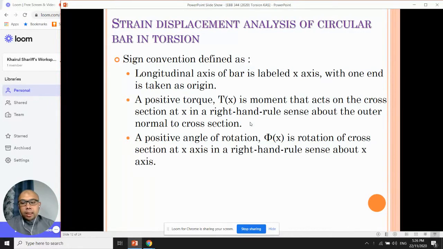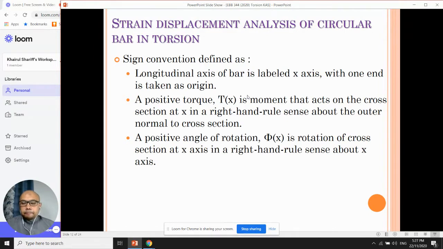Normally when we talk about torsion, we always refer to the strain displacement analysis. In simple words, we want to see how this metal rod is strained during the rotation. You can read this on your own, but I want to highlight one very important rule.